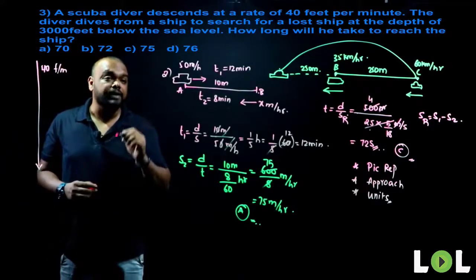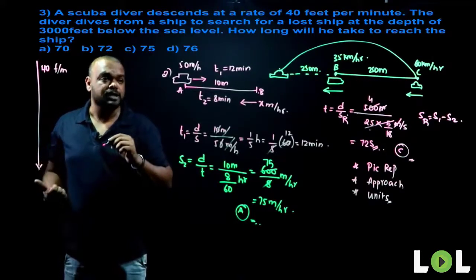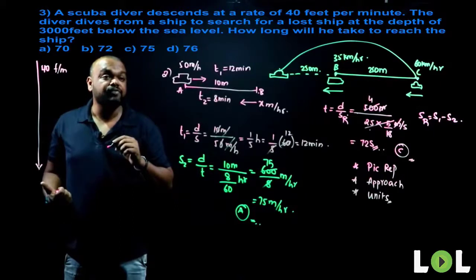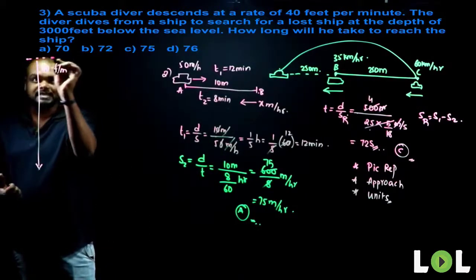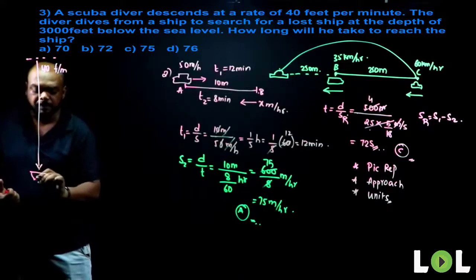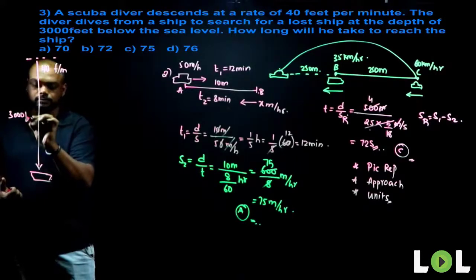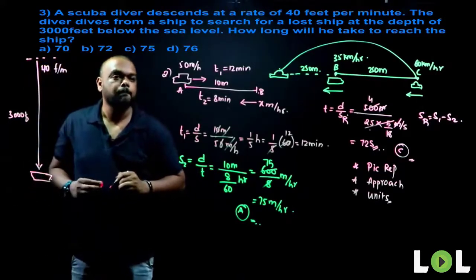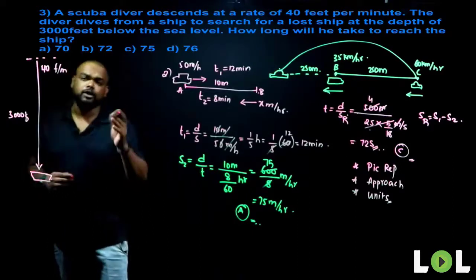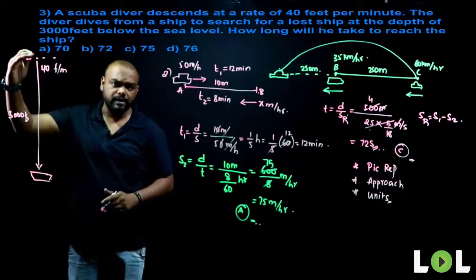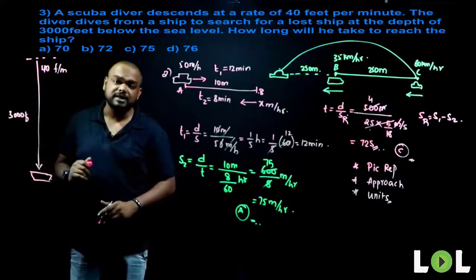Now the diver dives from a ship to search for a lost ship, which is somewhere here, at 3000 feet below the sea level. Okay, this is the sea level. Now the lost ship is here somewhere. Now this is 3000 feet. What is the question? How long will it take to reach the ship? Simple guys. He started here. He should dive till here. So distance is given, 3000 feet.